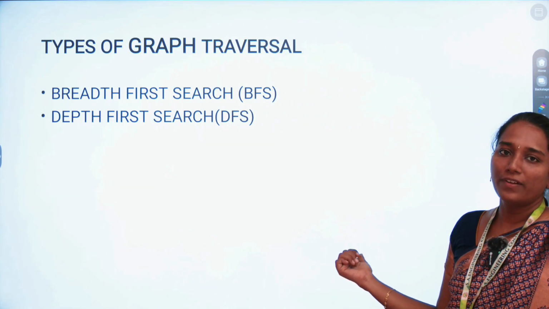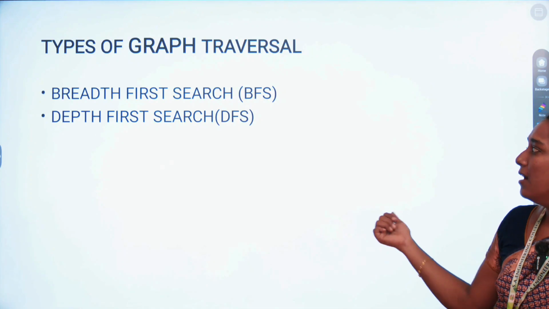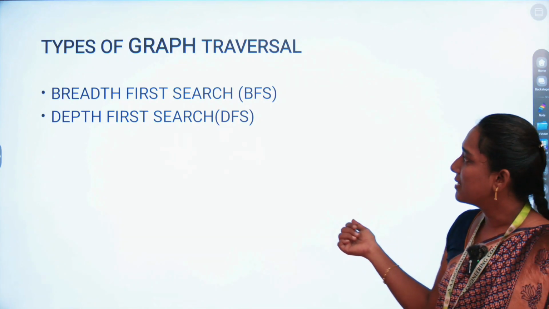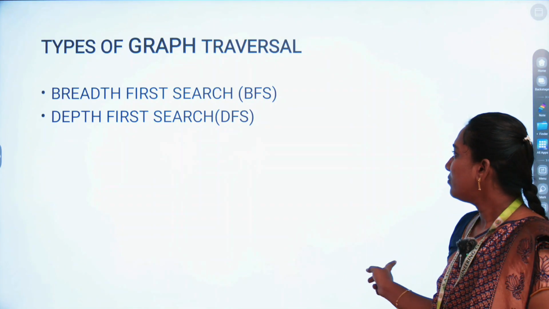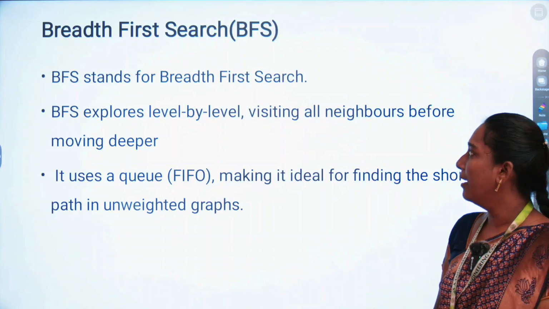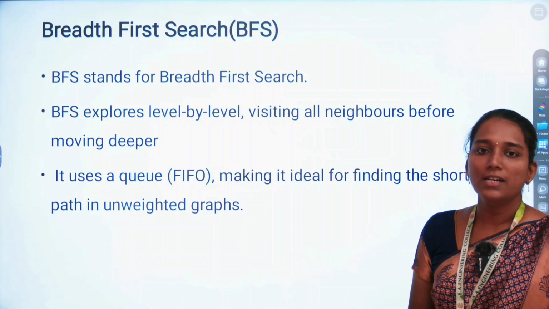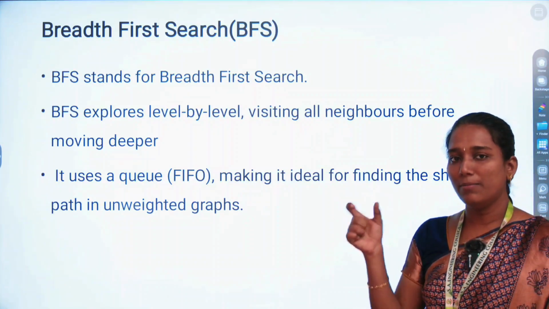Next is types of graph traversal. We have two types: one is breadth first search and another one is depth first search. First one is BFS. BFS stands for breadth first search, and it explores the data node level by level.